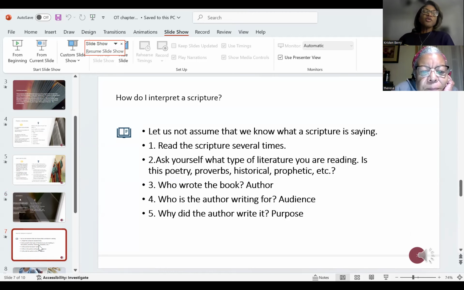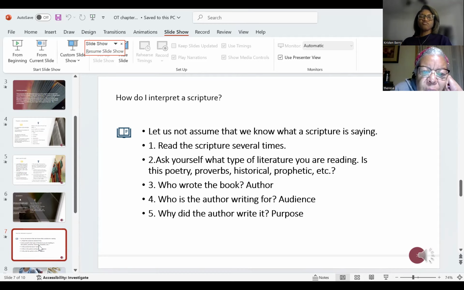Now, a couple of things are going to help you out in this class and beyond. A lot of students say, well, with Old Testament scripture, how do I interpret it? How do I know what the scripture's saying? And here are a couple of tips. Miss Teresa, go through 1 through 5, please. Let us not assume that we know what a scripture is saying. Okay, 1, read the scripture several times.